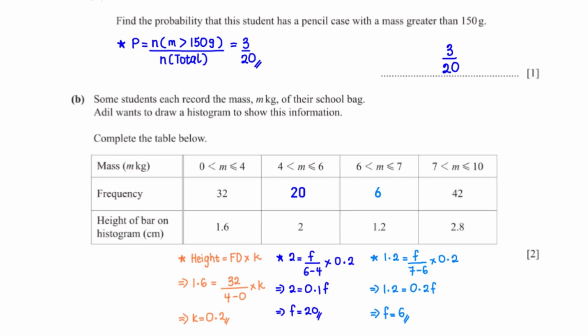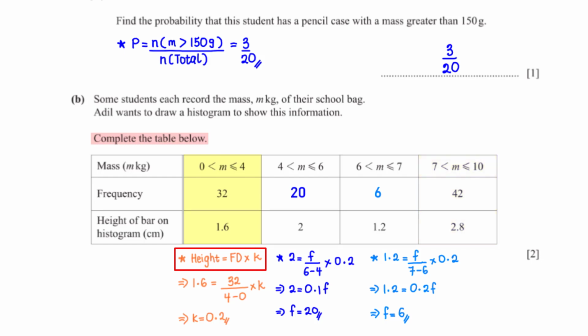Some students each record the mass m kilograms of their school bag. Adil wants to draw a histogram to show this information. Complete the table below. The frequency density gives us the height of the intervals on a histogram. In this case, the frequency density and the height drawn on the histogram have different values. This simply means the height is equal to the frequency density times a certain scale factor, which we are calling k. We can use any of these two sets of information to get k.